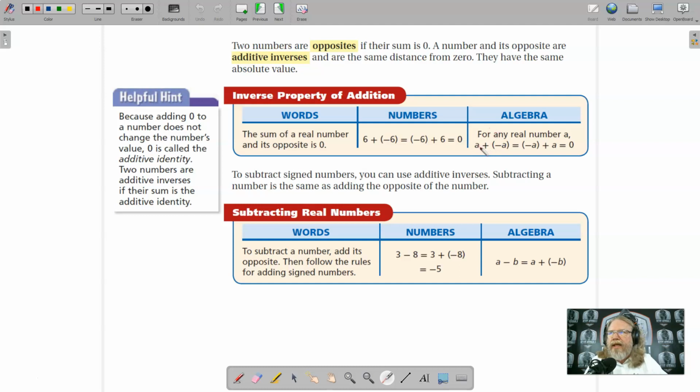In algebra, we could say that a plus the opposite of a is equal to the opposite of a plus a, and regardless of whatever a is, it's going to equal 0, because a and negative a are opposites of one another. Their sum is 0. Because adding 0 to a number does not change the number's value, 0 is called the additive identity. Two numbers are additive inverses if their sum is the additive identity.